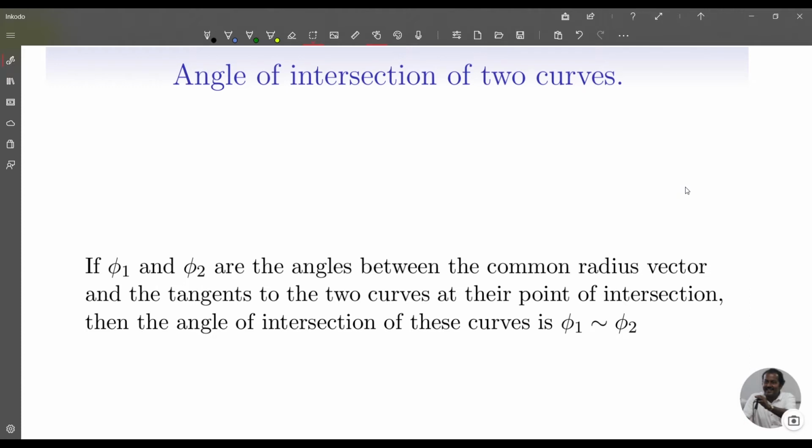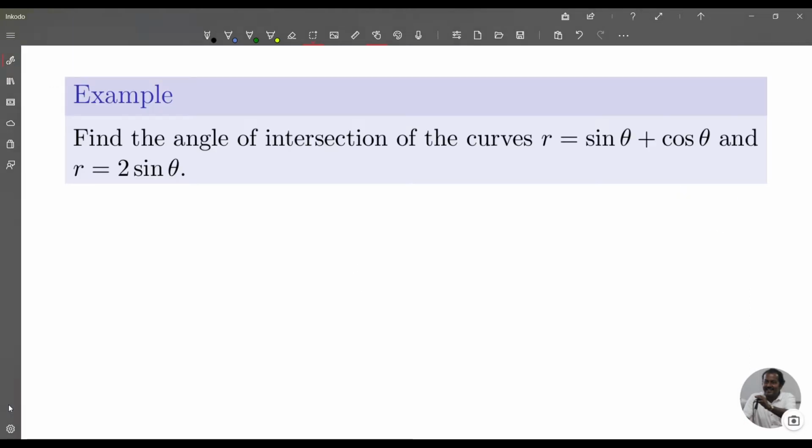We can do a problem. The problem is: find the angle of intersection of the curves r equal to sin theta plus cos theta and r equal to 2 sin theta. So these are the two curves. We solve this.